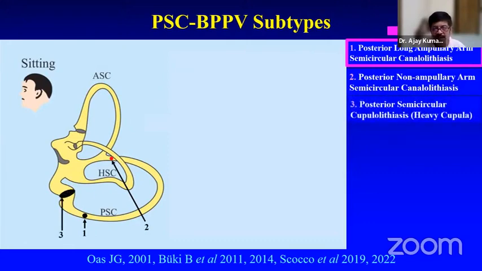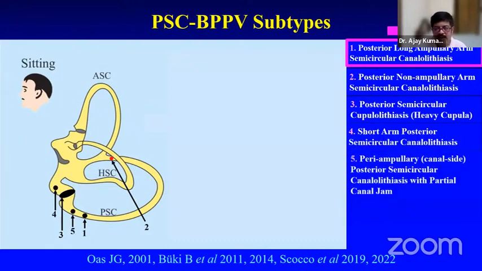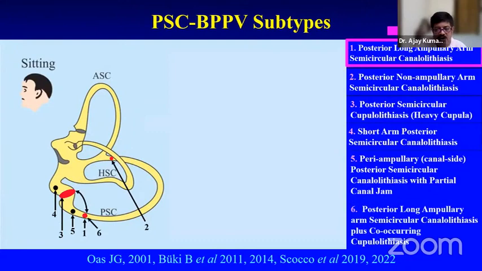The third is posterior semicircular cupulolithiasis, that is the graviceptive heavy cupula. The fourth is the short-arm posterior semicircular canalolithiasis, the term which was introduced by Bela Bucchi in 2011, and lately it has been elaborated by Dario Cocco in 2019 and 2022. Fifth, periampullary canal side posterior semicircular canalolithiasis with partial canal jam, and the sixth variant is the combined posterior long ampullary arm semicircular canalolithiasis with co-occurring posterior cupulolithiasis.